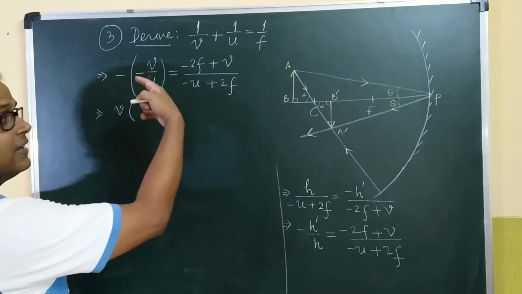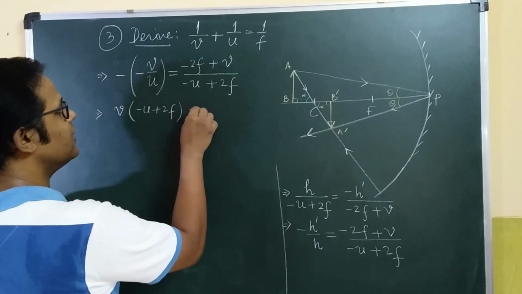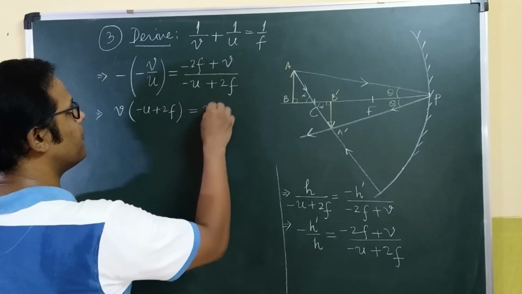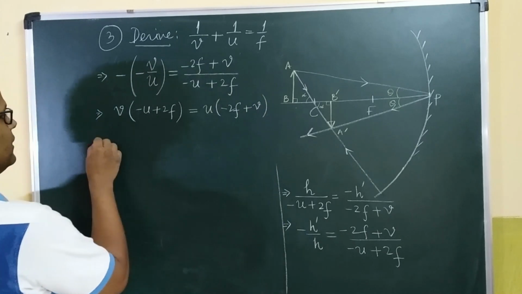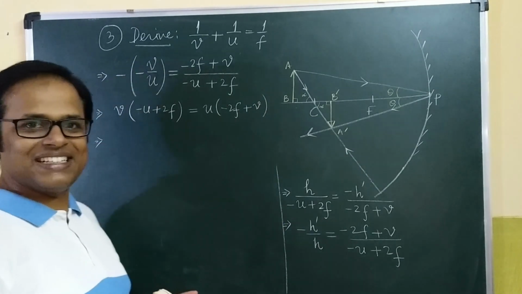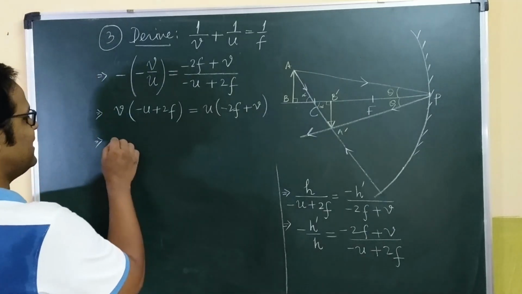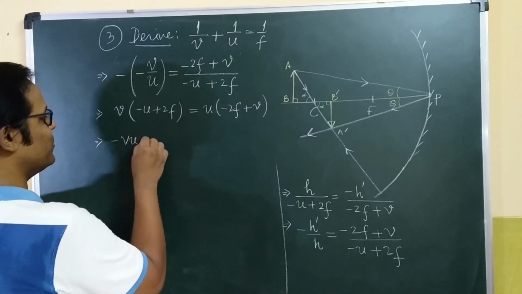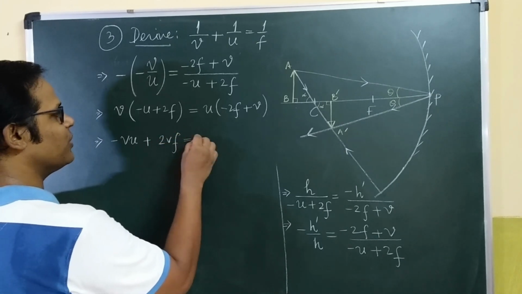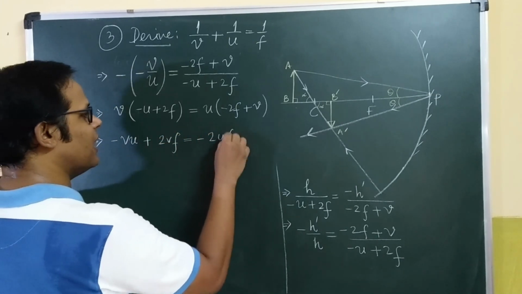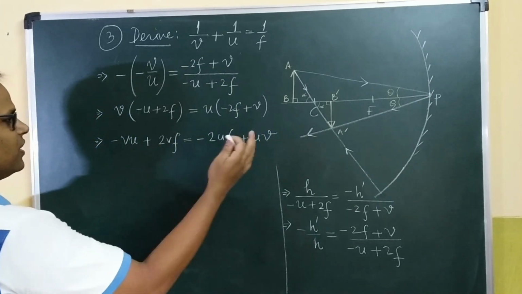Cross multiply. So you will get minus u plus 2f on the top. And here you should get u going up to multiply with minus 2f plus v. I hope I am doing everything correct. Please cross check it, okay? Everything is perfect. So here you will find minus vu plus 2vf should be equal to minus 2uf plus u into v. We have got everything.